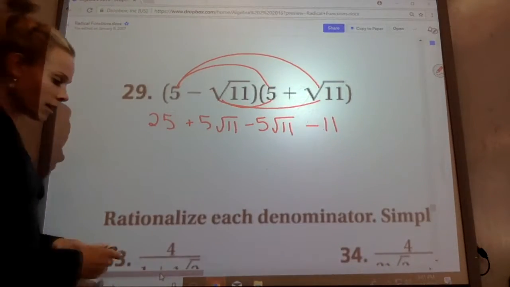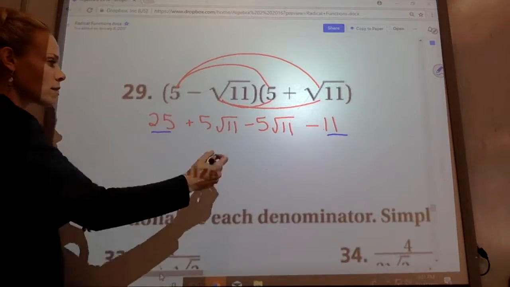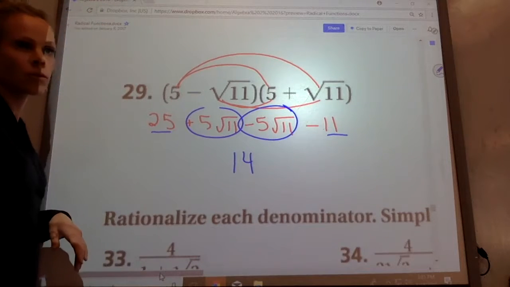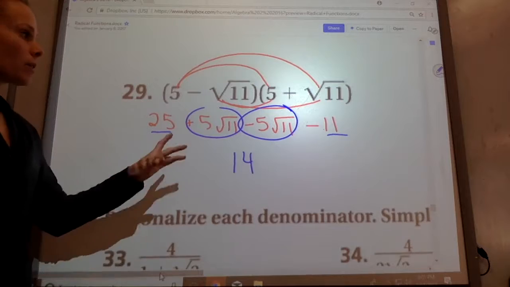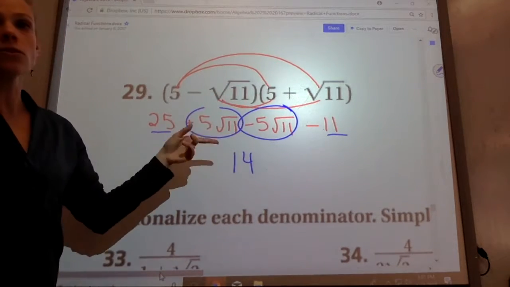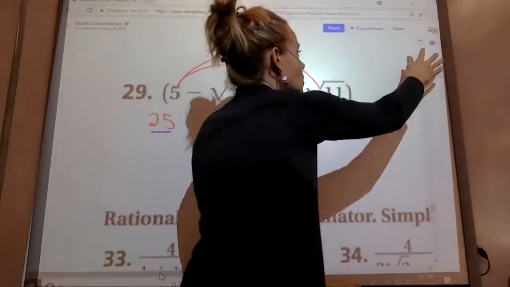Okay. Now again, your first and last terms are going to combine, and that's 14. What happens to my outer inner terms, my middle terms? They cancel out. So when I multiply conjugate pairs together, my radicals go away. Okay, let's see if it happens again.